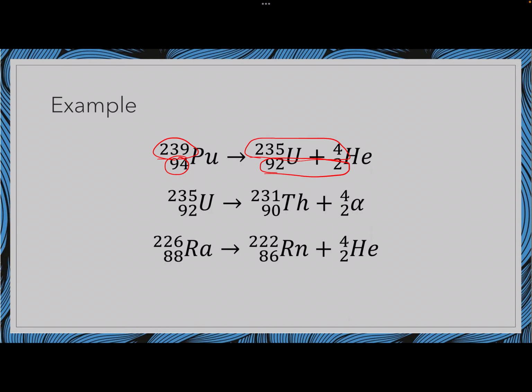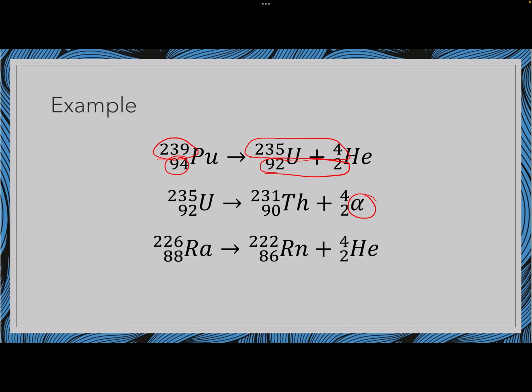Having a look at the other ones, so this second one, we have that uranium-235, that can then go to thorium-231, just like in the picture previously. We can also write the helium nucleus as just an alpha, okay? If we write an alpha in the nuclear reaction equation, it just means that helium nucleus. But again, it's gone from 235 to 231, so it's dropped 4, 92 to 90, so it's dropped 2.